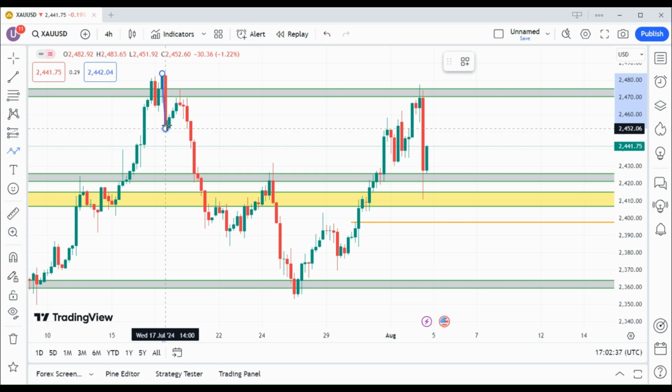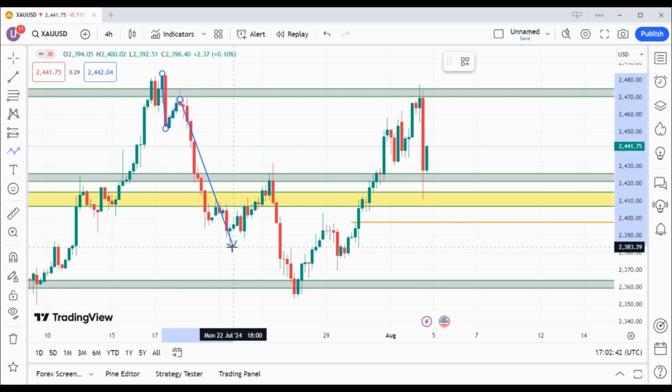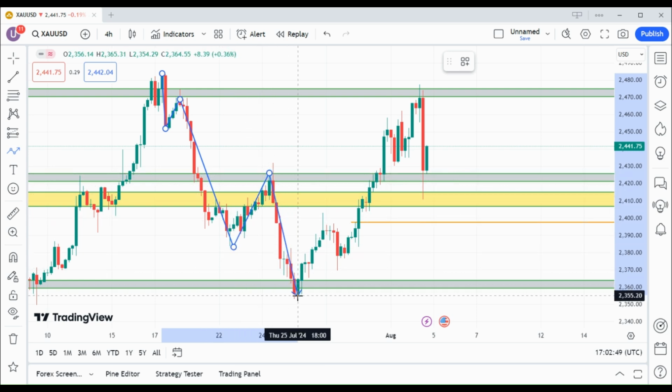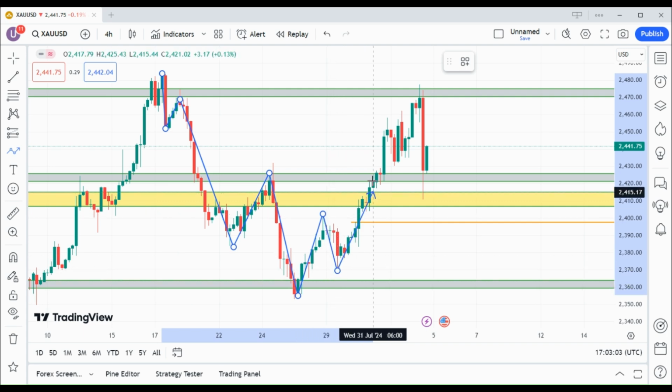After creating a lower high, testing this place, it created another lower low. This is the 4 hour time frame, and it created another lower high, another lower low, and another lower high. But this time around, it failed to create a lower low or even an equal low, and rather the market reached here, got exhausted, and pushed up and broke above this lower high, signifying a change in character.